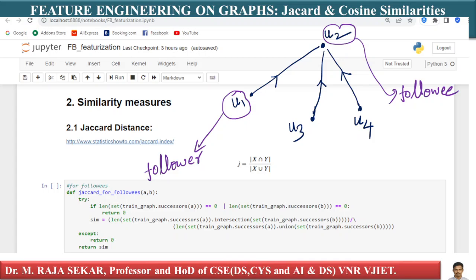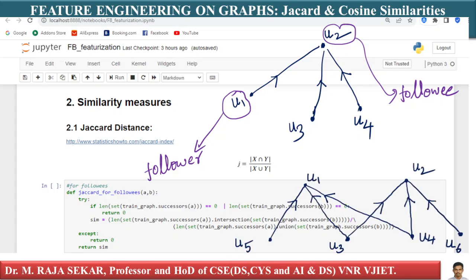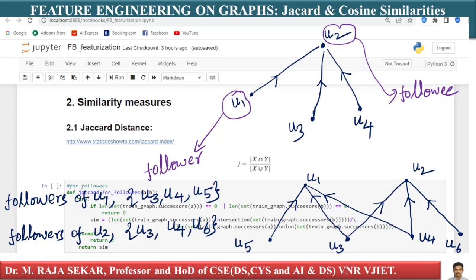Let me explain what Jaccard distance is. Imagine I have two vertices U1, U2. Suppose U1 is being followed by U3, U4, U5, isn't it? Now let's assume the same U3 follows U2 also. Just assume I have a vertex U6 also. From this particular graph data, what are the followers of U1? U3, U4, U5.